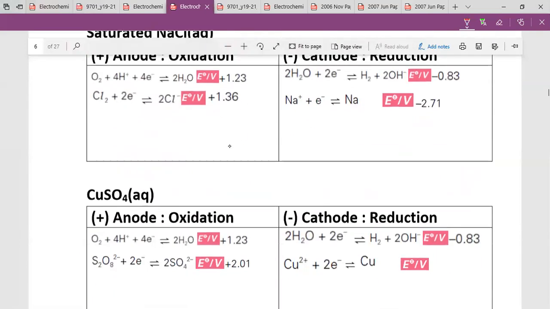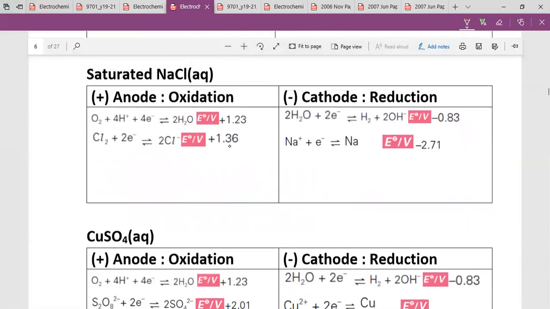Of course, for saturated NaCl we did before, it's here. Remember, sodium chloride, these two. Sodium to be given out is very negative going forward. This one is negative too, but it's easier. So water undergoes reduction and hydrogen gas is given out. What's left behind is sodium hydroxide, so the solution becomes an alkaline solution.